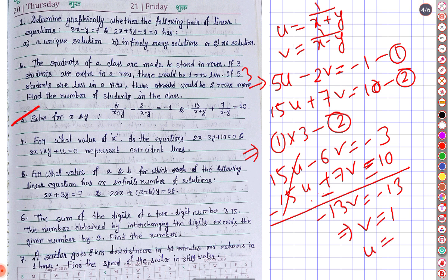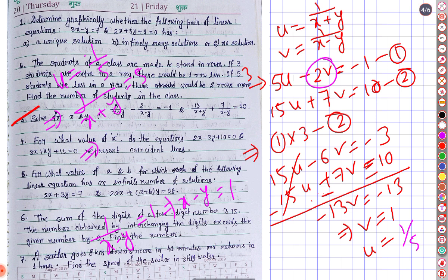If you put the value of v here, you will get u. If you put v is equal to 1, then u is equal to 1 upon 5. Now the original value of v is 1 upon x minus y, that is equal to 1. That means x minus y is equal to 1, and u is equal to 1 upon 5, which means 1 upon x plus y is equal to 1 by 5.